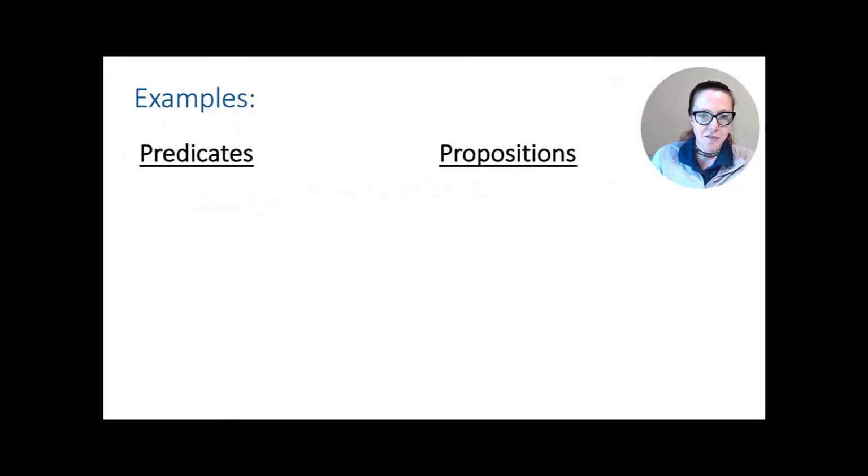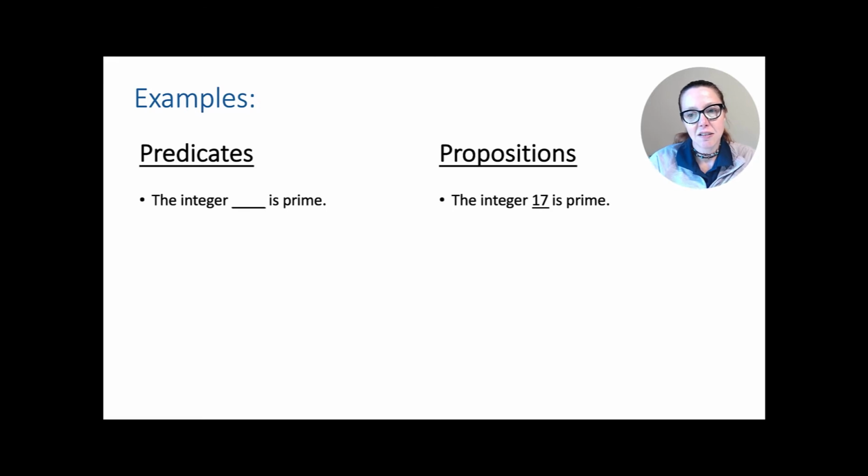Let's look at some examples of predicates and propositions. So predicates are like propositions with blanks in them, details that need to be completed. So for instance, the predicate, the integer blank is prime, talks about the property of a number being prime. A particular number has the property of being prime or not being prime. But as a statement, a predicate doesn't have a truth value. It's not true or false on its own. Whereas a proposition is stated with that blank filled in. So the integer 17 is prime, and that is either true or false. And in this case, we know it's true.